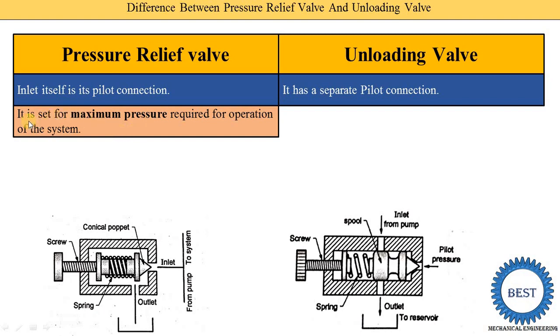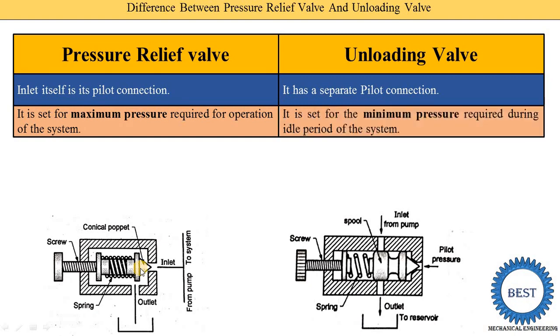Second point: the pressure relief valve is set for the maximum pressure required for the operation of the system. Suppose in a system we require 10 bar pressure, so its pressure limit is set at 10 bar. When the oil pressure increases above 10 bar, this valve opens and supplies the oil to the tank or reservoir. The unloading valve is set for the minimum pressure required during the idle period of the system. Suppose the minimum pressure required is 6 bar. When the pressure is reduced below 6 bar, this valve opens and the oil is supplied back to the tank or reservoir.